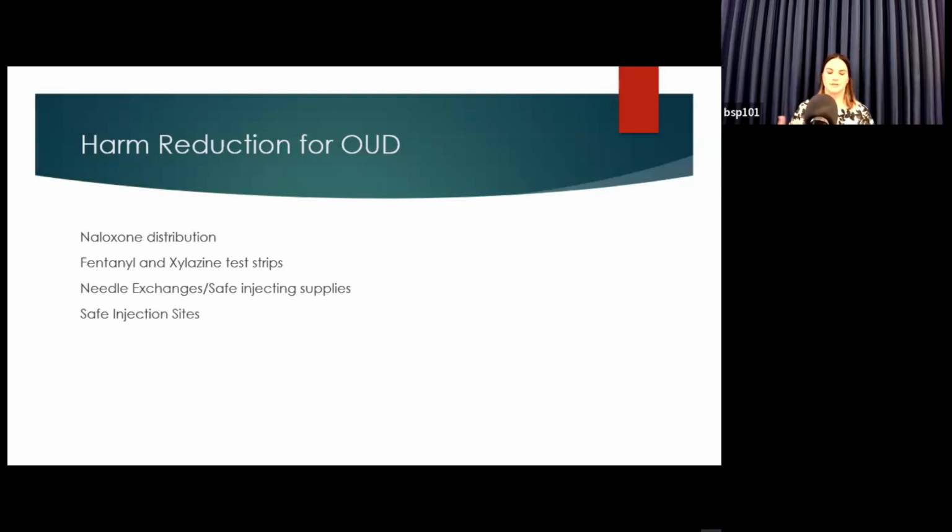Needle exchanges and safe injecting supplies, so providing people with safe supplies so that they can reduce their risk of getting not just Hep C and HIV, but also abscesses, endocarditis, and epidural abscesses, through safe needles and safe injecting supplies. These are available through certain organizations, and then also the health department, at least in Maryland, does provide those.